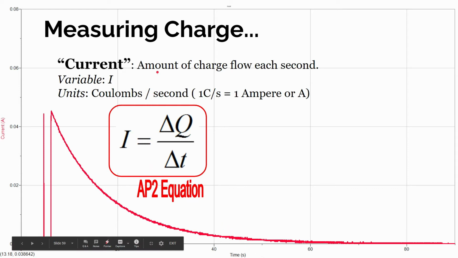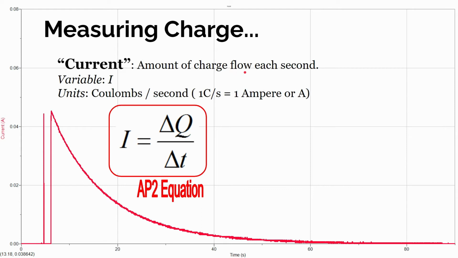Remember, current we defined as the amount of charge which flows past a point each second, in this case through our current meter. We use a variable I to represent current, and like I said, the units of current are coulombs per second, or 1 C divided by s. A coulomb per second is defined as an ampere, or amps, so when you look in Logger Pro, the current is measured in units of A, or amps, but remember that just means coulombs per second.